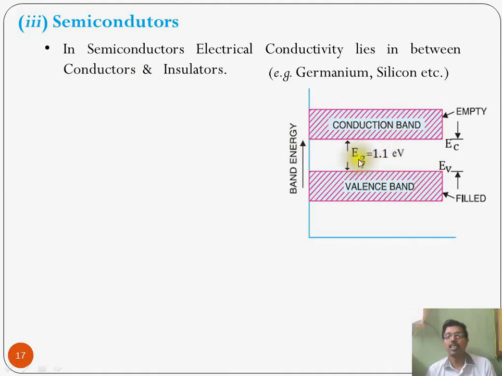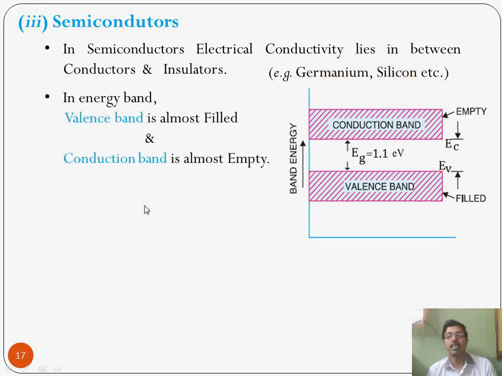Here the energy gap is measured in terms of electron volts. It is 1.1 electron volt between the conduction band and the valence band. If you take materials like germanium and silicon, these are all semiconducting materials. In them, the conduction band is almost empty and the valence band is filled with valence electrons.